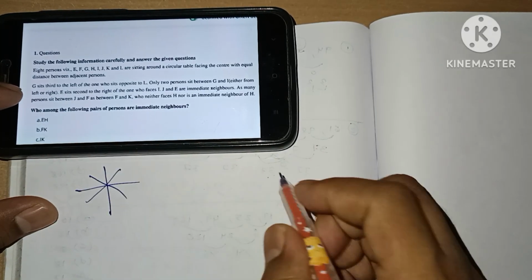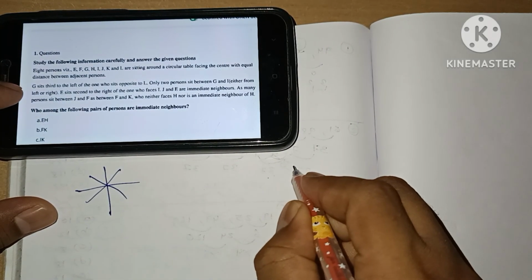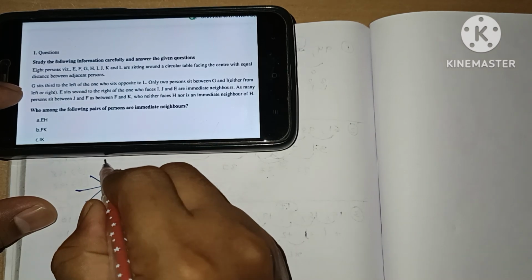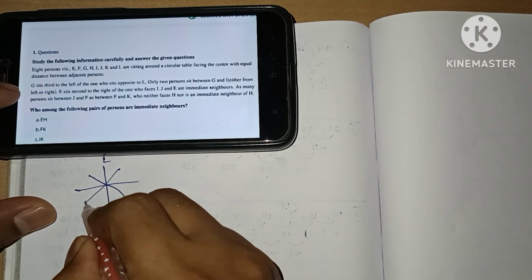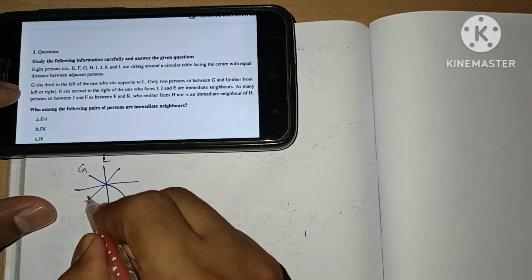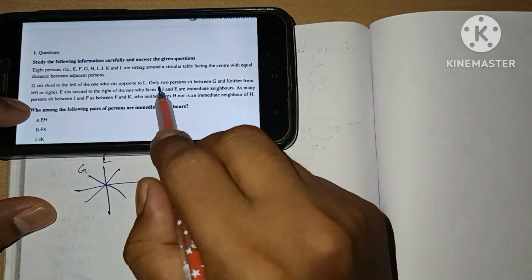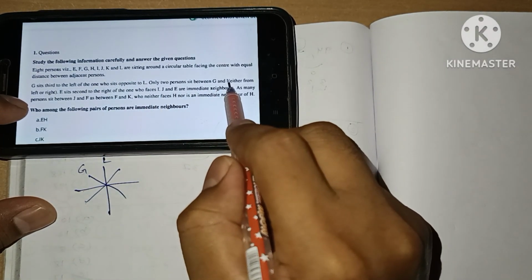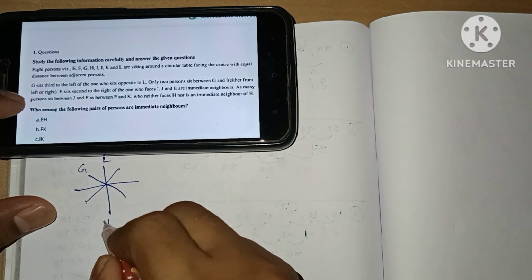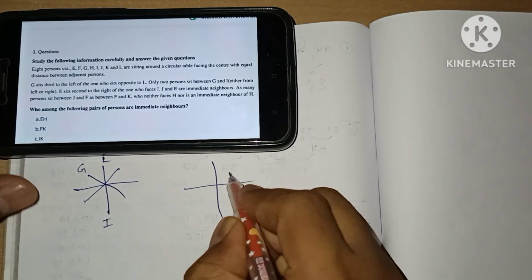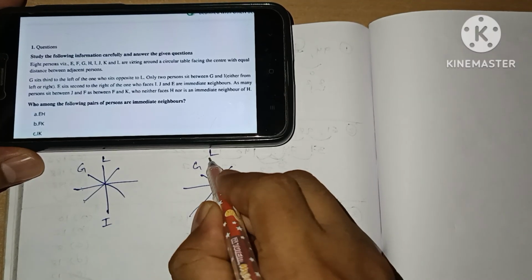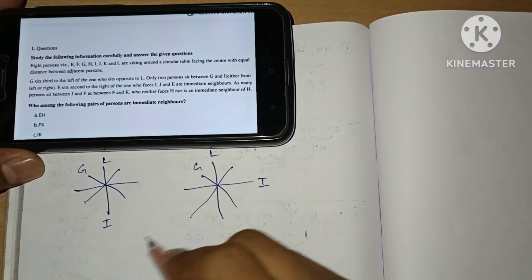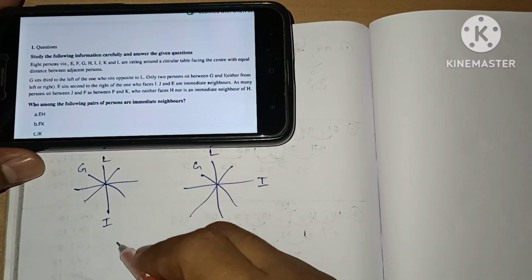G sits third to the left of the one who sits opposite to L. Let's note this: opposite to L, third to the left. 1 to third, this is the place for G. Only two persons sit between G and I. So 1 to I, either here or another possibility we got is L, G, 1, 2. This is the place for I. So we got two possibilities.